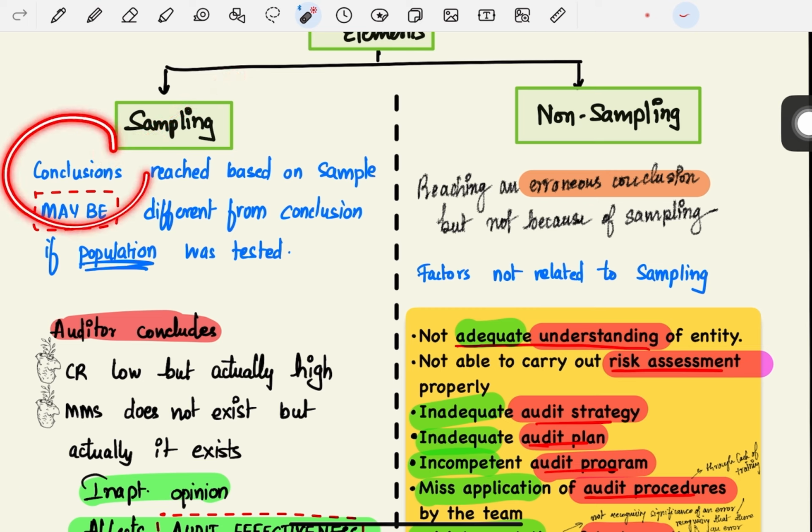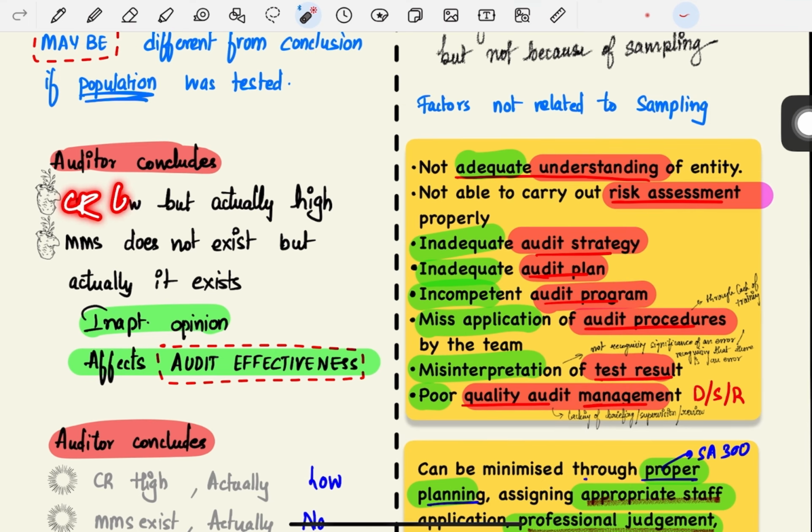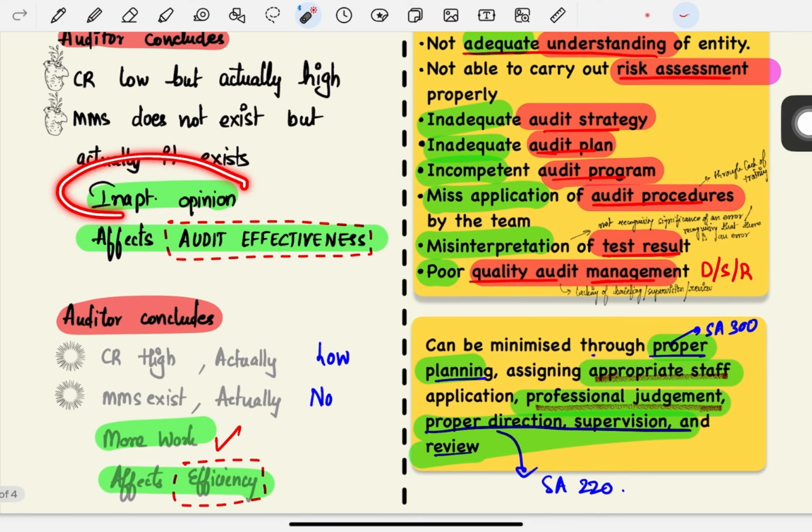The conclusions which are reached based on the sample may be different from the conclusion if the whole population was tested. We know that in sampling we test less than 100% of the population. It means that we apply audit procedures to less than 100% of the population, and we project the results to the entire population. So whatever conclusions you have reached based on the sample may be different from the conclusion if the whole population was tested. Basically the auditor concludes that the control risk is low but actually it is high. The material misstatement does not exist, but actually it exists. So he is basically giving an inappropriate opinion just looking at the sample, which will affect the entire audit effectiveness.